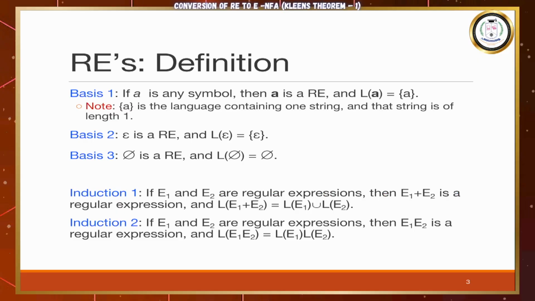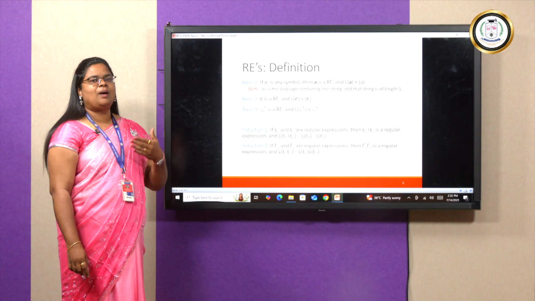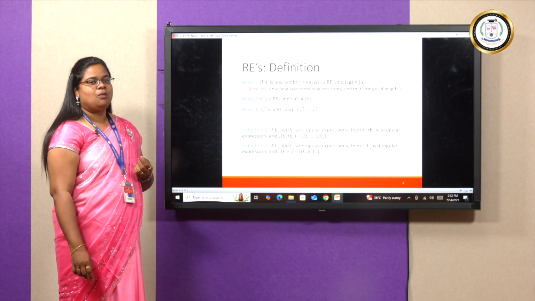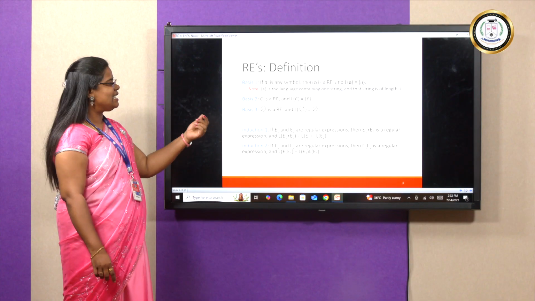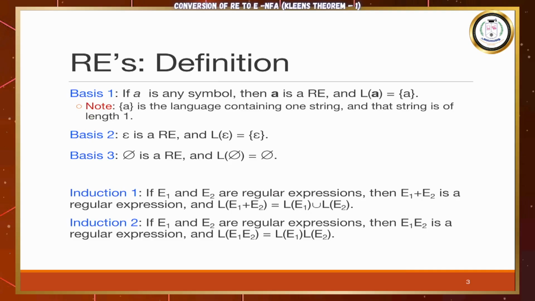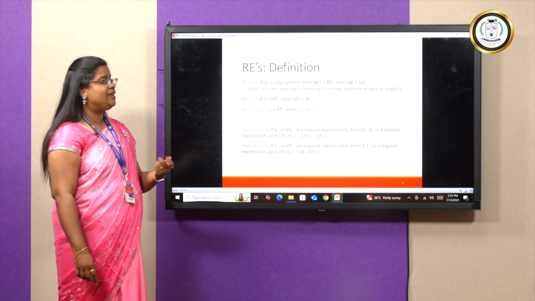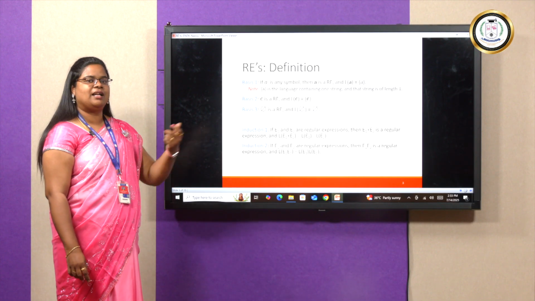Definitions. For regular expression, we should know some basics. It has three different basics and two inductions. Basic one: from one state to another state, if we are having one input, for example A is a string, a single string with length 1, then we can represent it as L of A is equal to A. If we are not having any particular transition but we have to give some transition, we can use the symbol epsilon to give the transition from one state to another state.